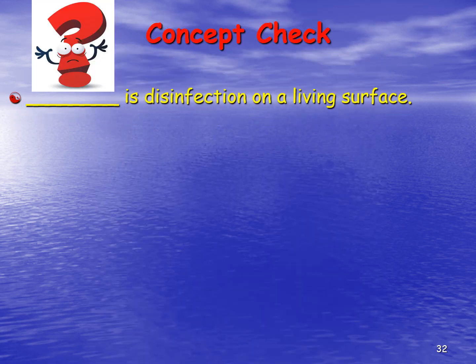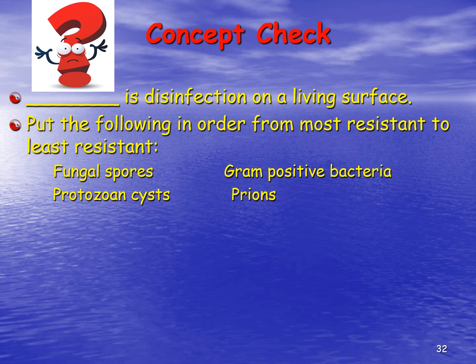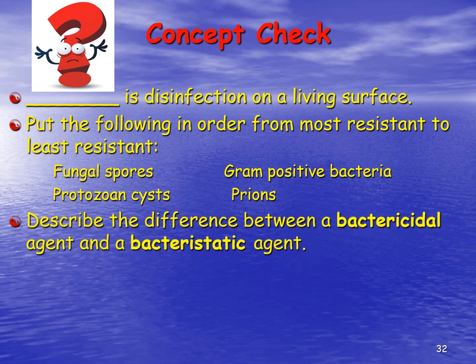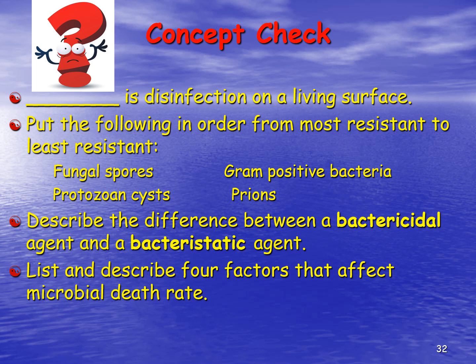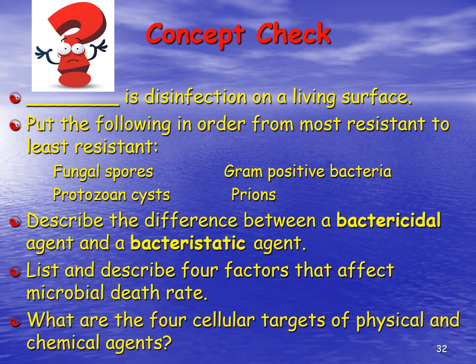So, blank is the disinfection on a living surface. And put the following in order from most resistant to least resistant. Describe the difference between a bactericidal agent and a bacteriostatic agent. And list and describe 4 factors that affect microbial death rate. And what are the 4 cellular targets of physical and chemical agents within especially bacterial cells?